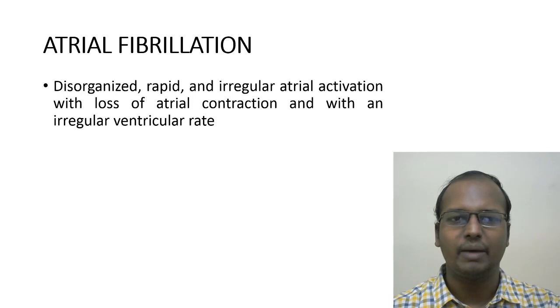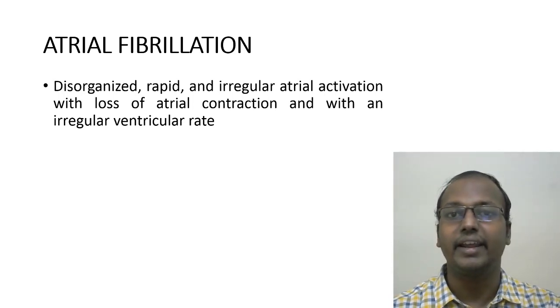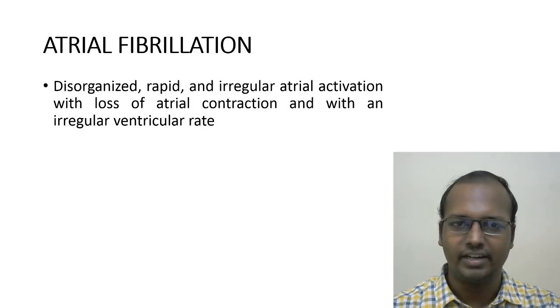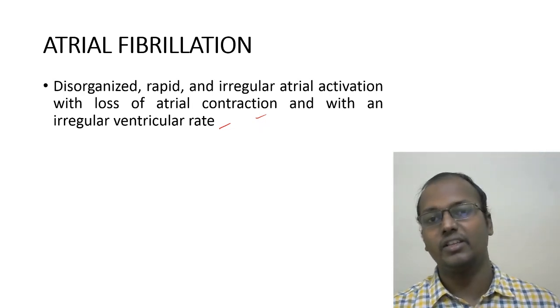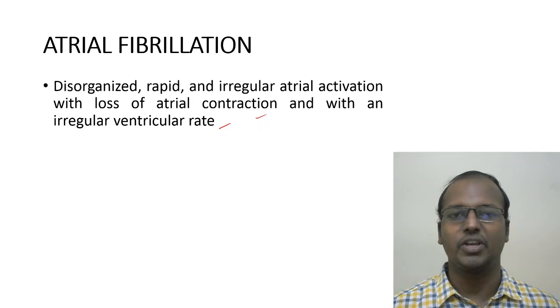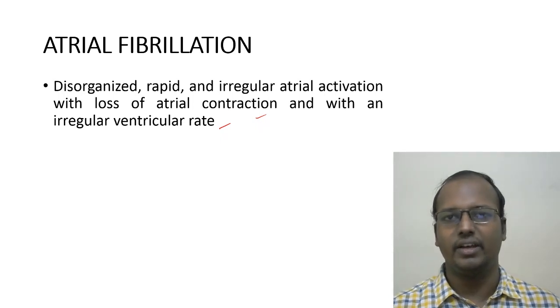Whereas in atrial fibrillation, there is disorganized, rapid and irregular atrial activation with loss of atrial contraction, with an irregular ventricular rate. The atrium is not contracting at a regular rate and the ventricle is also not contracting at a regular rate because of the atrial irregularity.